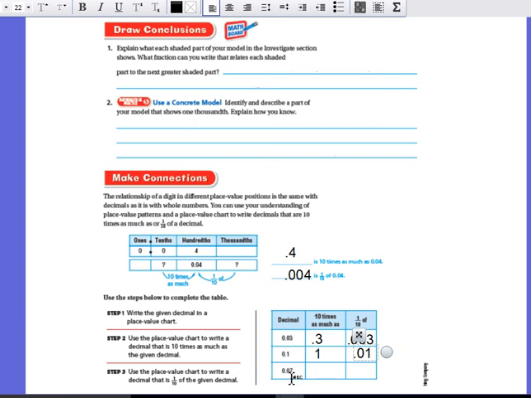If we were doing what is 10 times as much as 7/100ths, it would be 7/10. And if we had 1/10 of 7/100, it would be 7 thousandths.